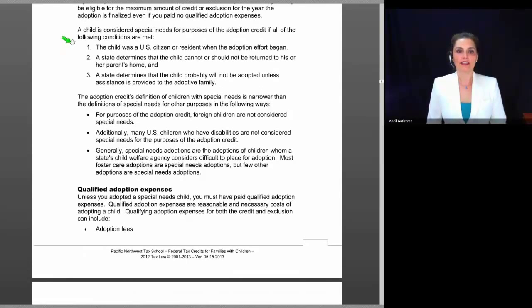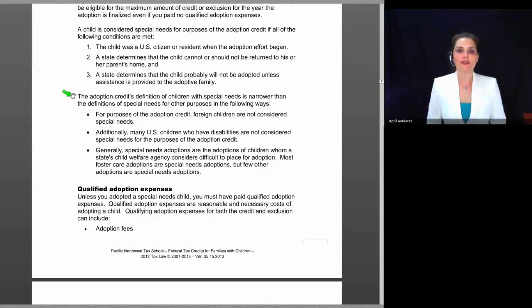A child is considered special needs for purposes of the adoption credit if all of the following conditions are met. Number one, the child was a U.S. citizen or resident when the adoption effort began. So in other words, the special needs adoption rule does not apply to foreign adoptions. You have to be adopting American children. A state determines that the child cannot or should not be returned to his or her parents' home, and a state determines that the child probably would not be adopted unless assistance is provided to the adoptive family.